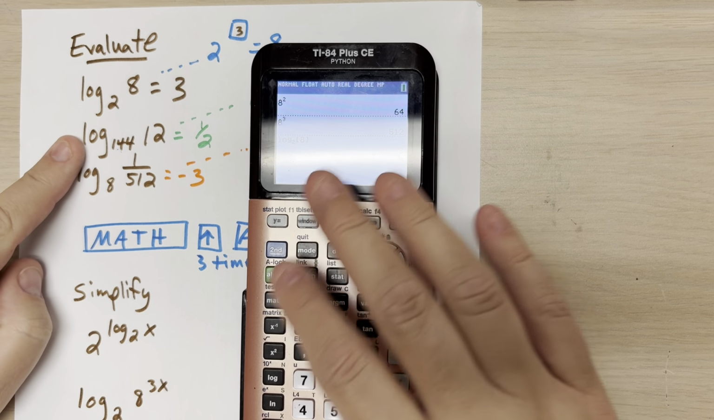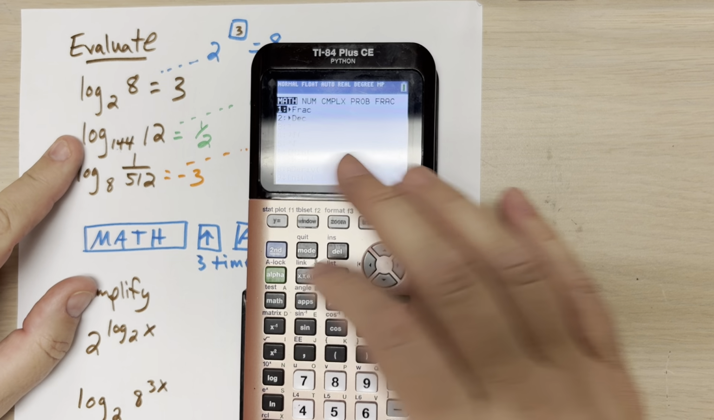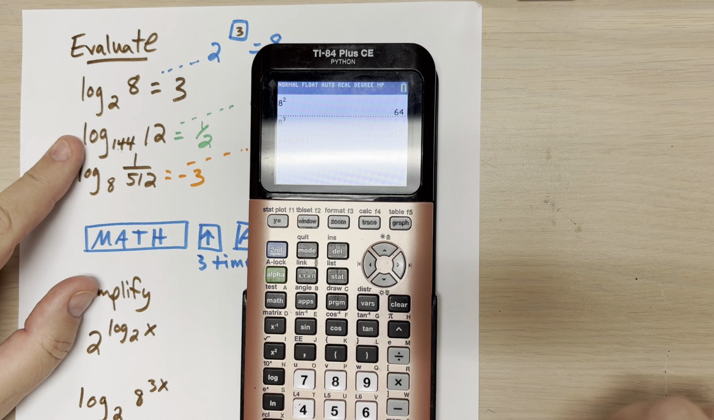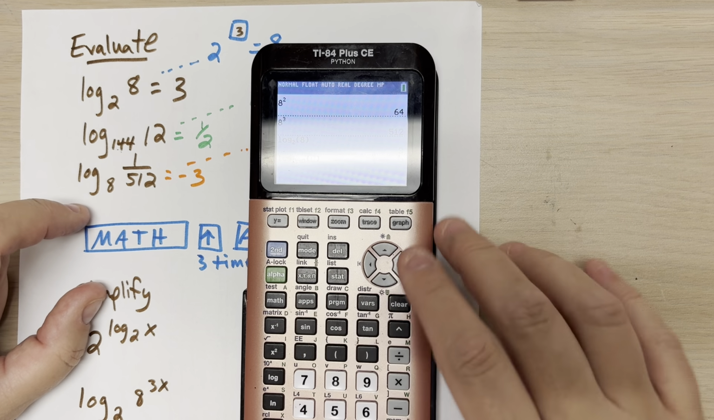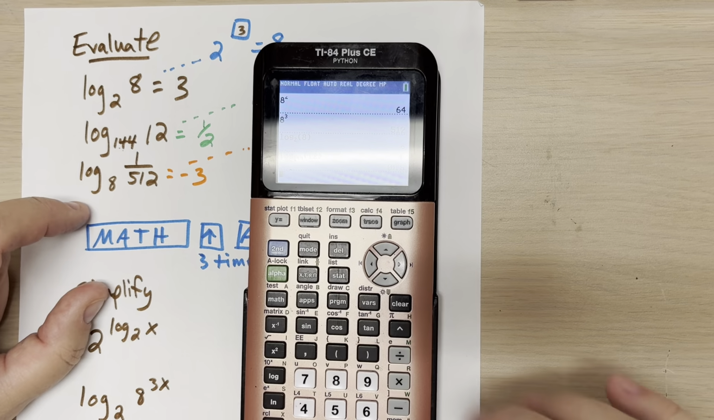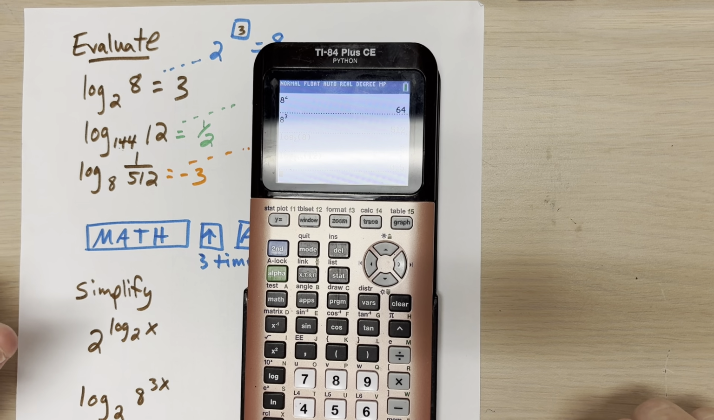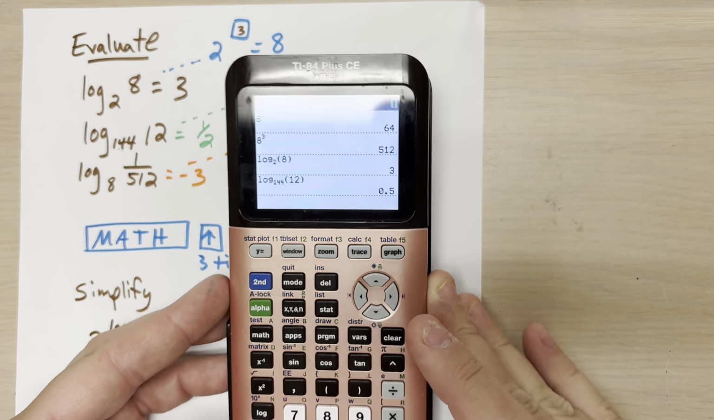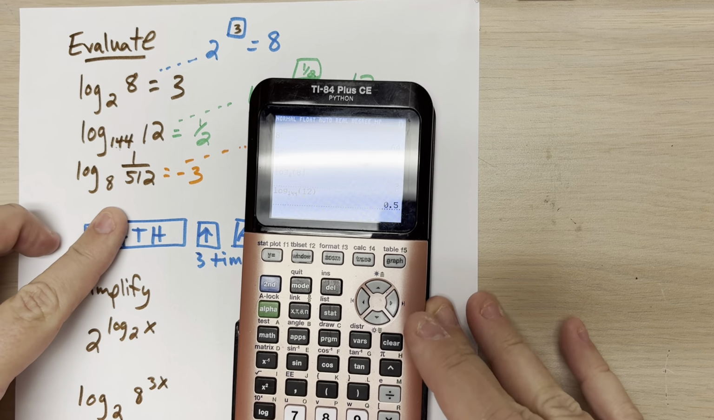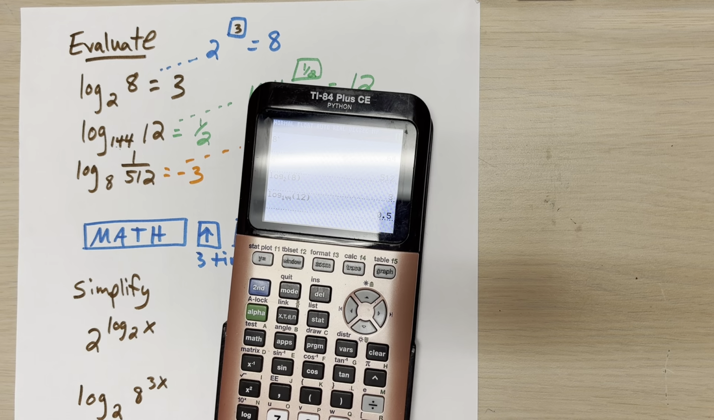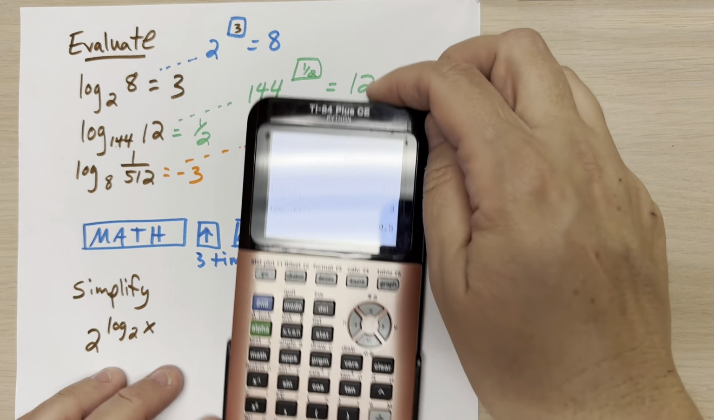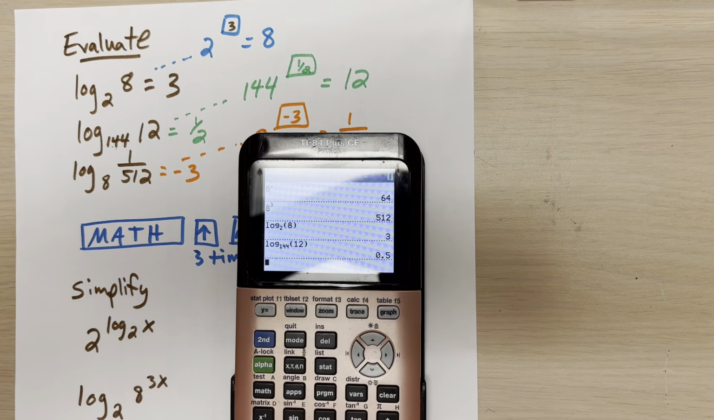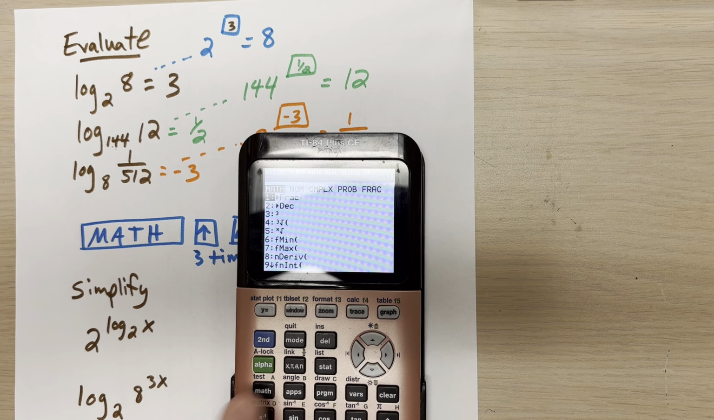Same thing here. We are going to go math, up 3. I'm going to put my 144. I'm going to put 12.5 or 1/2 power. I don't know if you all could see that with this glare. There we go. Oh my gosh, this glare is terrible. I don't know if that's better. Hey, that's better. Okay, the last one, math, up 1, 2, 3, log 8.